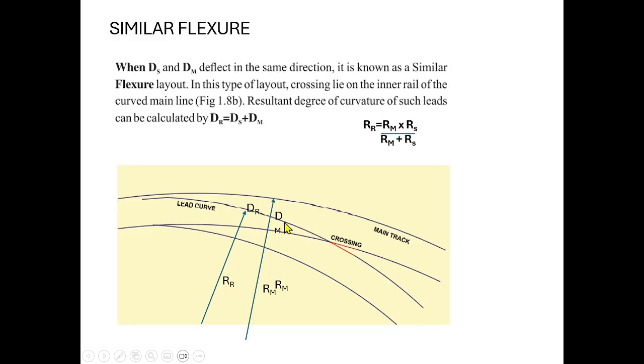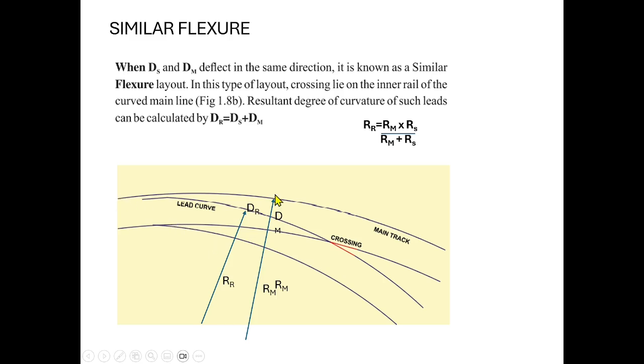But when it is laid on a curve, for example, let us take a 1 in 12 points and crossing. 1 in 12 radius means 440, that is 4 degree curvature. Okay, already the turnout curvature will be 4 degree, in terms of degree. But the main line, in a curve, the radius of curve, or degree of the curve, is 2 degree. So what will be the resultant radius here?